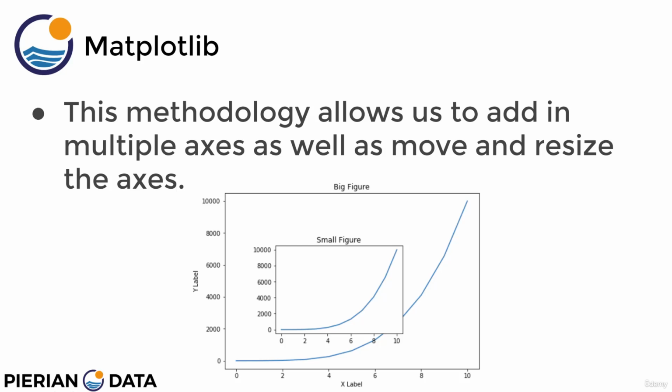So what this allows us to do is to add in multiple axes as well as move and resize these set of axes objects, which means you could have a small figure right on top of a big figure. Now, this isn't actually a realistic example, but you could have something like an inset plot on top of a larger plot, or you can make 2 sets of axes be right next to each other.